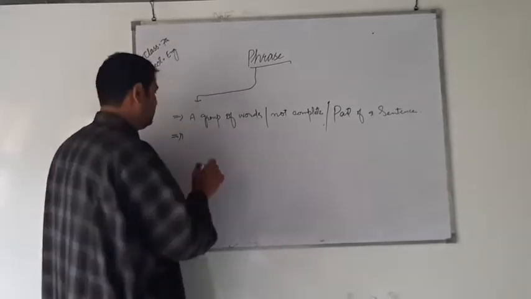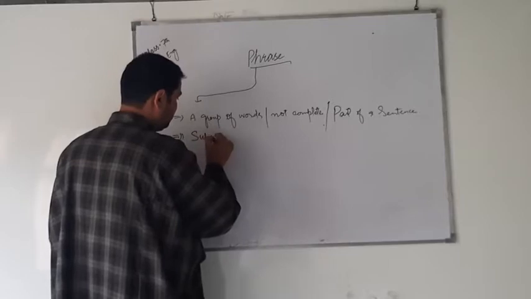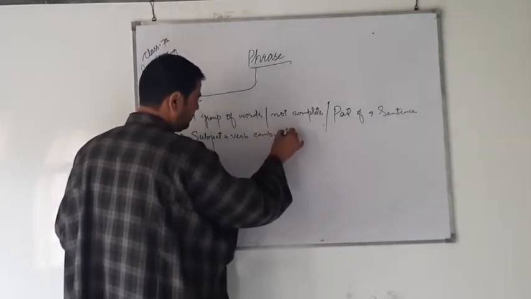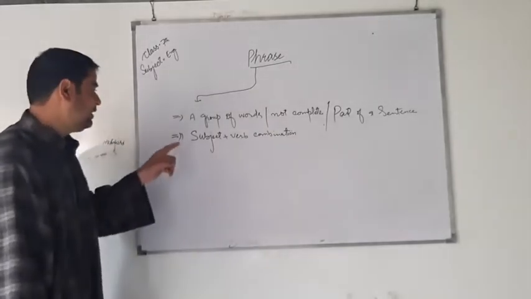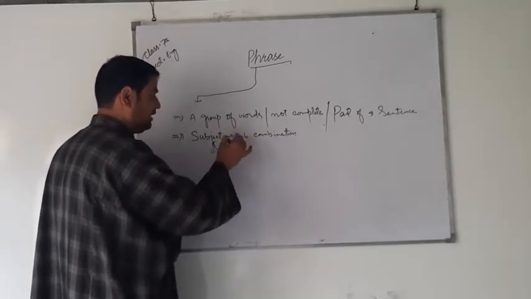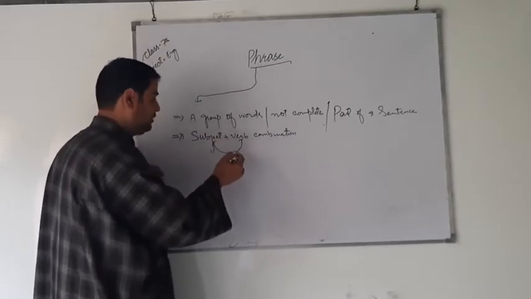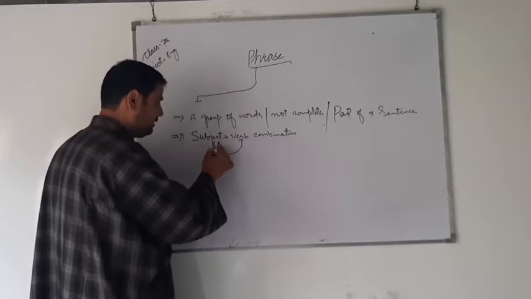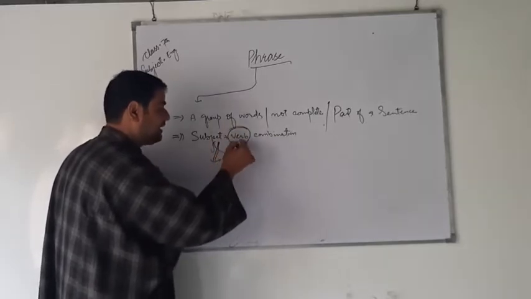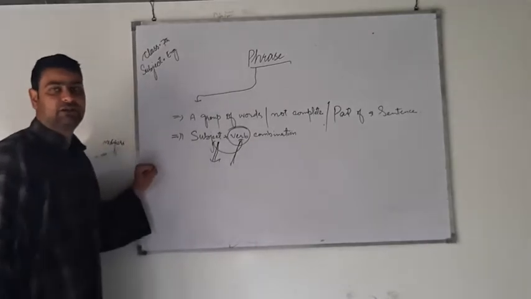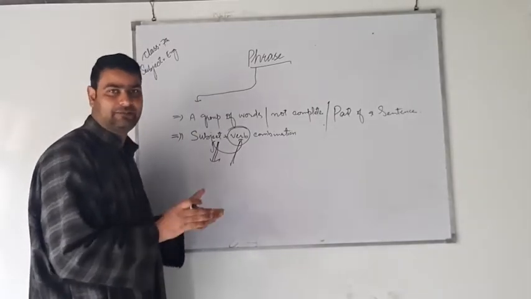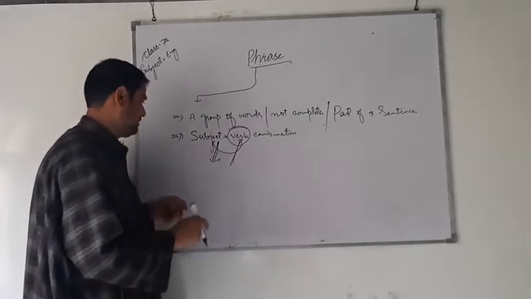Second, you will never find a subject-verb combination in a phrase. What does this mean? It means that you will never see these two things together in a phrase: subject and verb. Let me further explain. Sometimes in a phrase a subject may exist, then a verb will not exist, and sometimes a verb will exist and the subject will not exist. If both of these exist, that will not be called a phrase, then that will be simply called a clause or a sentence.